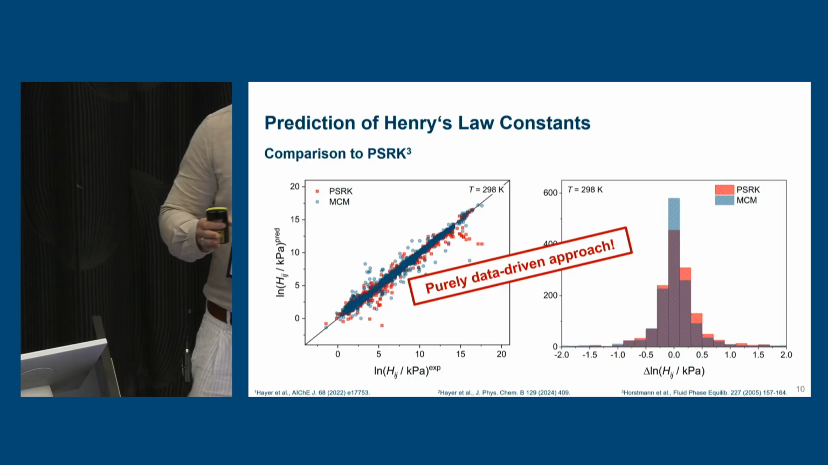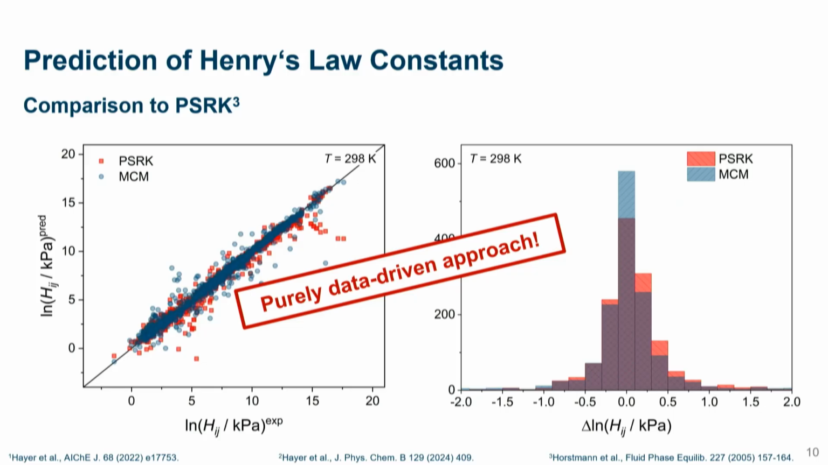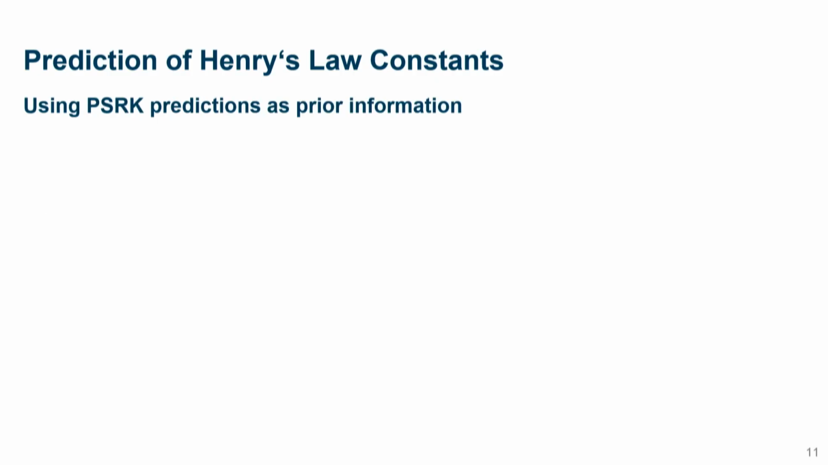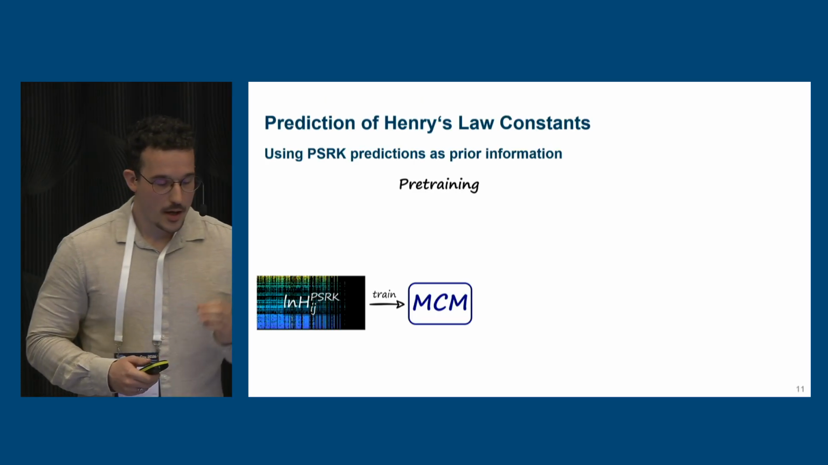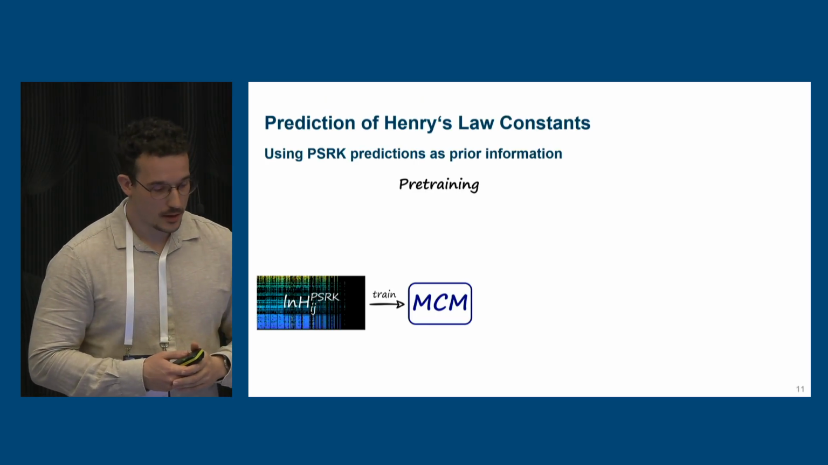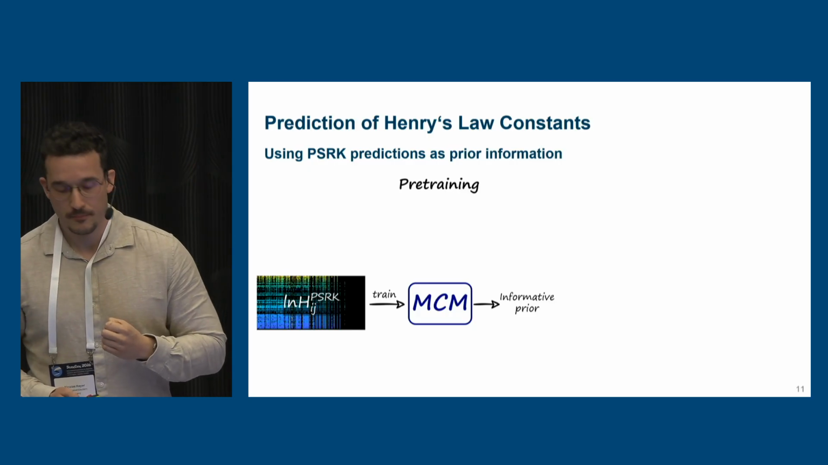But these two methods, the data-driven MCM and the physical PSRK, don't have to compete with each other. We want to combine them in a hybrid approach. And how can we do this? One way is a two-step approach. So we start with the pre-training step. We train our MCM using predictions of the physical model to generate an informative prior for the next training step.